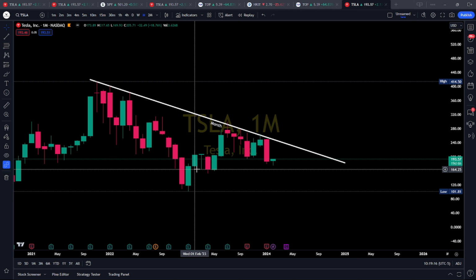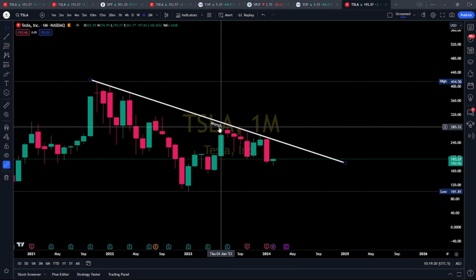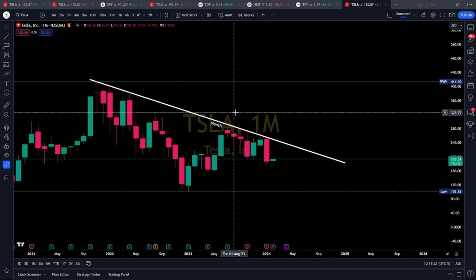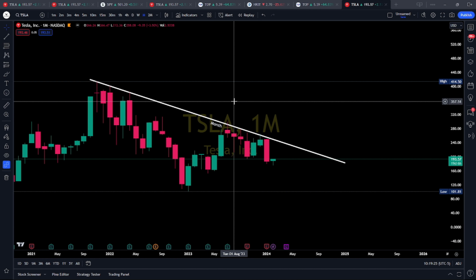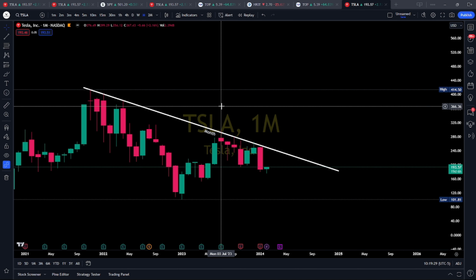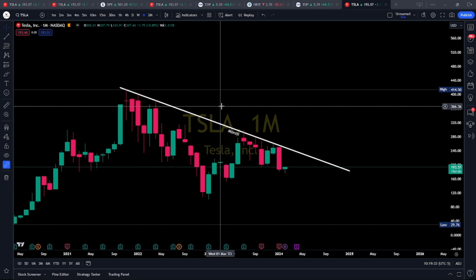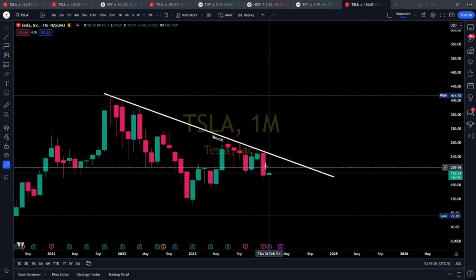Now, trend lines can be pretty useful, especially on large cap names like Tesla, Apple, NVIDIA. When it comes to low float names, I don't think that they hold as much weight, but of course you could still use them in your analysis. And if you find any value with them and you're consistent, then of course stick to what's keeping you consistent. TSLA, 1 month chart. This is a monthly trend line.